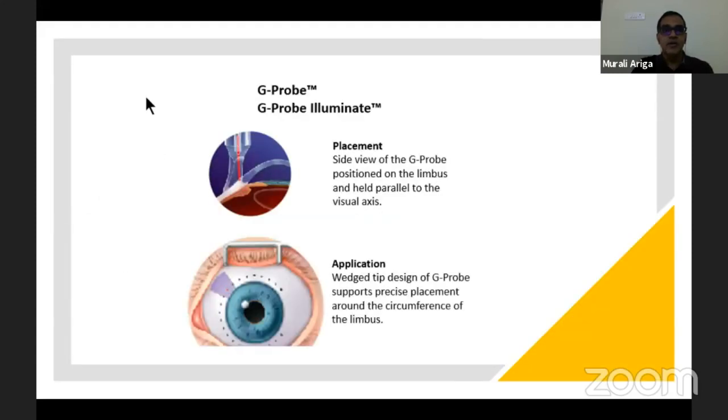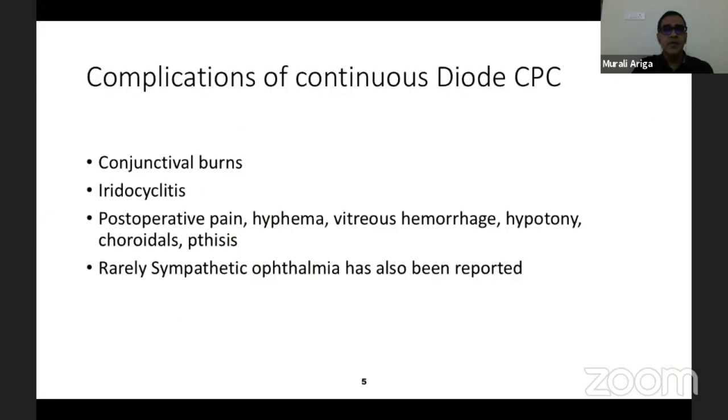This is the older one called the G-probe. I think you're all familiar with the G-probe. It used to be placed with the side view, and the probe is visible there in the picture. It used to be placed in multiple spots in a circumferential manner around the eye. The complications with the continuous diode laser used to be conjunctival burns and iridocyclitis, postoperative pain, hyphema, vitreous hemorrhage, hypotony, choroidals, and quite a few complications, and very rarely even sympathetic ophthalmia has been reported.